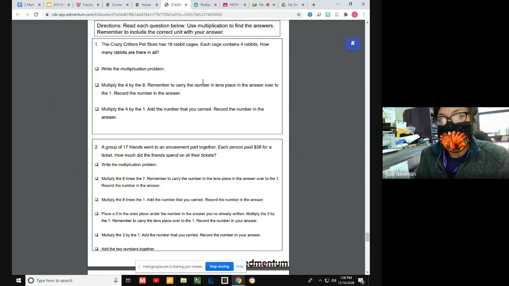And then it says multiply the 4 by the 8. Okay, I want us to multiply the 4 by the 8, which is 32. Now, the 2 is in the ones place, so I'm going to go ahead and write it down at the bottom. And the 3 is in the tens place. I'm going to write that at the top.